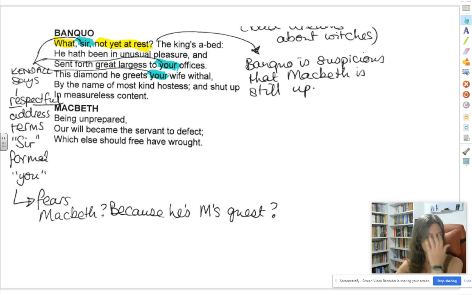So just back to this last point there, why is Banquo being so respectful towards Macbeth? Is it because he fears Macbeth? So he knows that Macbeth has become Thane of Cawdor, and he's thinking, well, how does Macbeth think that he's going to become king? Or is it because he's Macbeth's guest, staying in his house? So as Macbeth's guest, he should show respect.